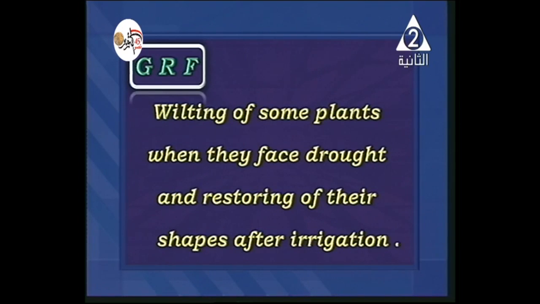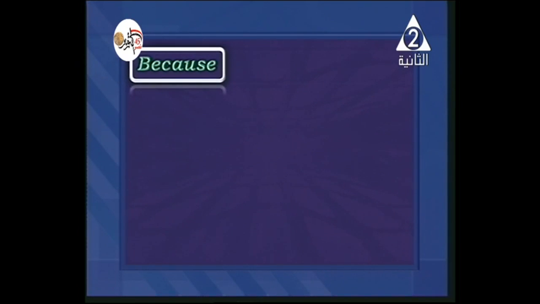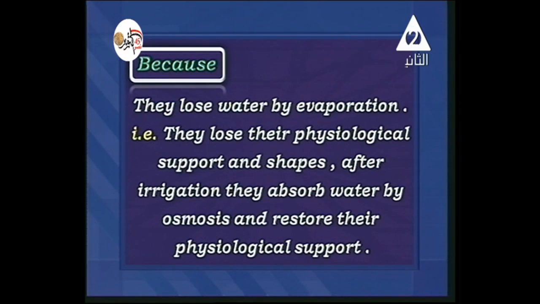We have here an important question: give reason for wilting of some plants when they face drought and restoring of their shapes after irrigation, after getting water. Because, just I need you to think, yes, excellent, they lose water by evaporation, that means what? They lose their physiological support and shapes. After irrigation, after getting a suitable amount of water, after absorbing water by osmosis pressure, they restore their physiological support.